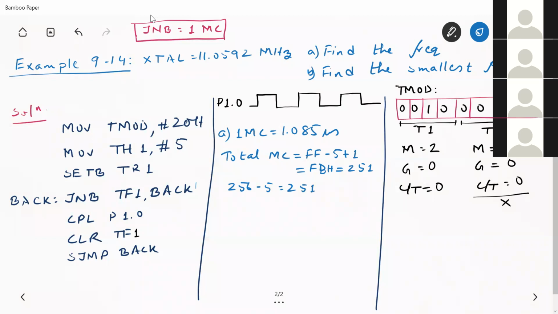It is the same as 16-bit. If it were 16-bit, we would have subtracted from 65536, right? You know that. So since it is 8-bit now, we subtract from 256. So we have got 256 machine cycle. The next thing is we need to calculate the delay. How much is the delay?